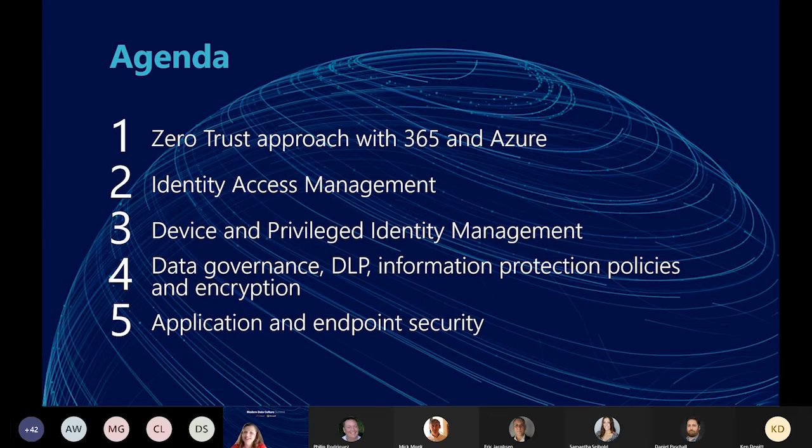We're going to talk about top 5 data protection tips, how to secure your data. So we'll start off talking a bit about zero trust approach, and then we'll get into identity access management, device and privileged identity management, data governance, data loss protection, information protection policies, and encryption, and application and endpoint security.